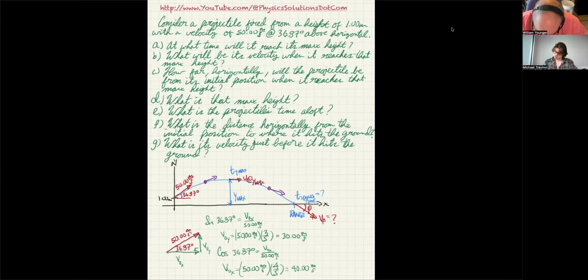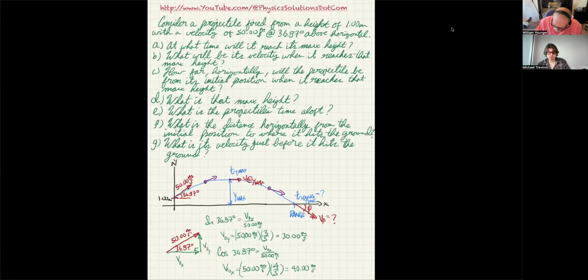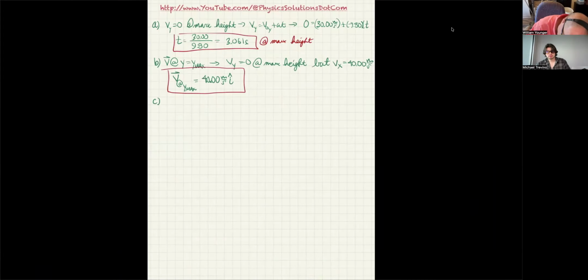And part C says, how far horizontally will the projectile be from its initial position when it reaches that max height? Well, we know that the shadow along the ground is moving at 40 meters per second to the right. So if I just knew how far that shadow could move, if it moved 40 meters per second for 3.061 seconds, I would have exactly the right answer. If I look at example two, though, what I will see is that how far will it have rolled at that time? The answer was 122.4 meters. So that's actually going to be the answer.